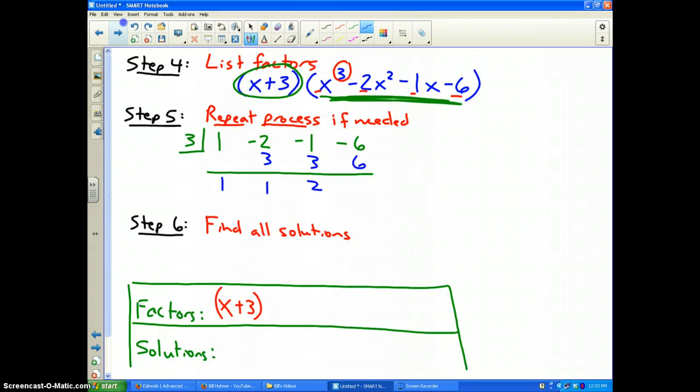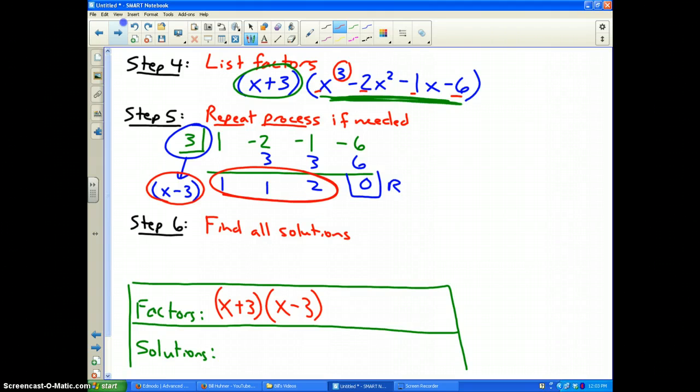You guys know how this works. And look at that. My remainder, again, is 0. So that means 3 is a solution to the problem, which means it also has a factor of x minus 3. All right. So x plus 3 was a factor. X minus 3 is also a factor. And what's in the circle is left over, which should be x squared plus x plus 2.